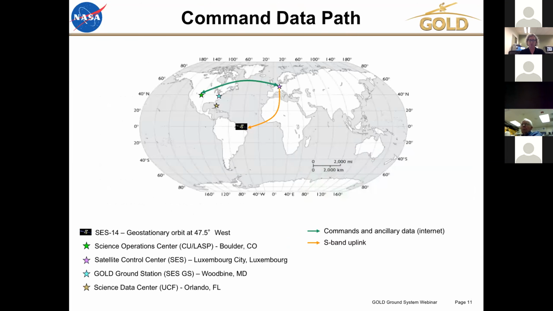So this is a visual of the command data path where the command files originate here in Boulder, are sent to Luxembourg, where they are uplinked via S-band to the SES-14 spacecraft, which is located here at 47.5 degrees west. Because it's geostationary orbit, it is at the equator.